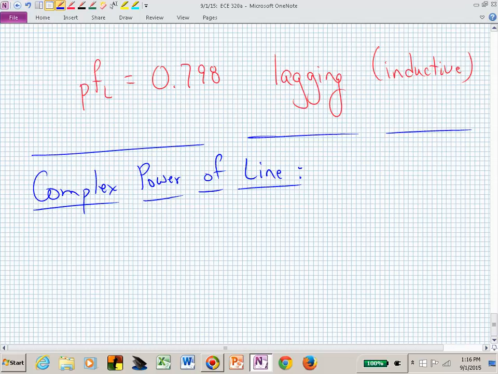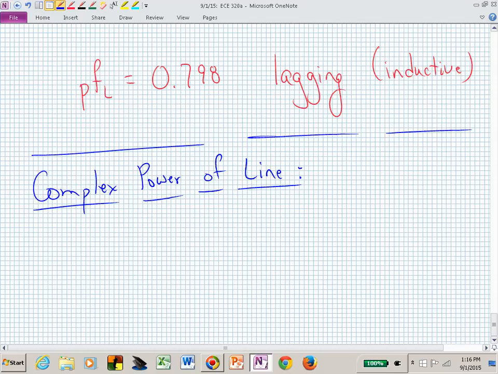Anyway, how do we find the complex power of the transmission line? What's a way? The same thing you just did, correct, except with the impedances of the transmission line. So let's solve it a different way. Yes? Exactly. Did everybody hear that?